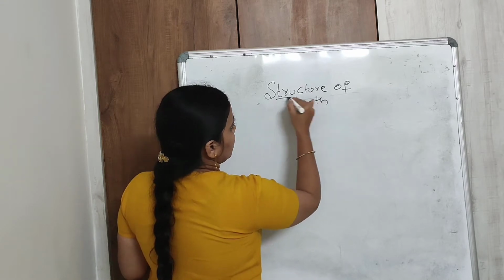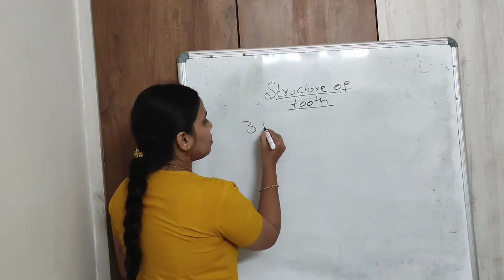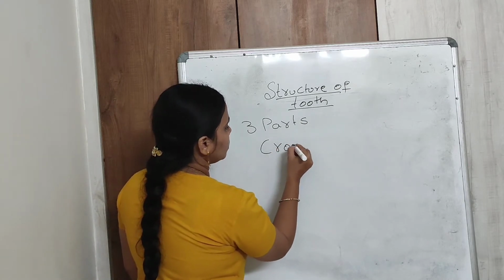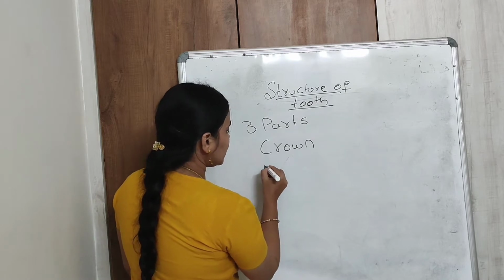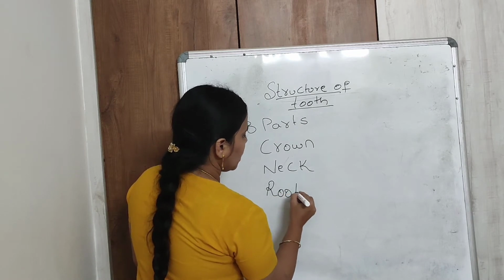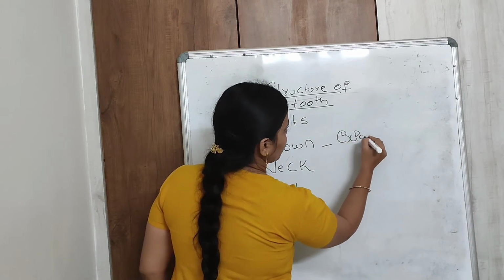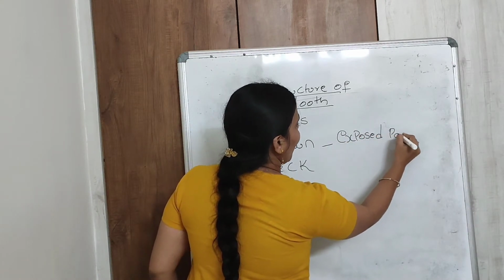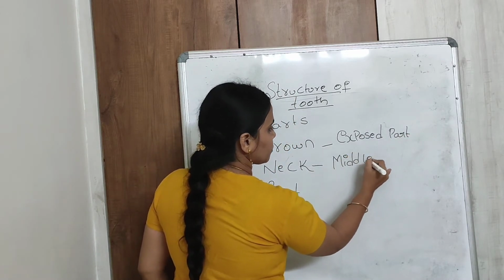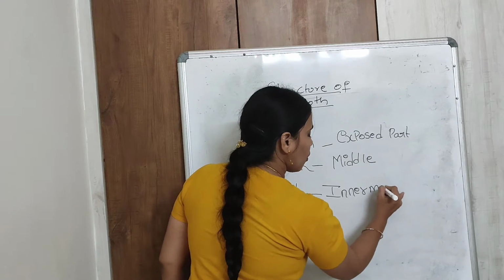Tooth. This is a singular word, tooth. The tooth is divided into three parts, children. One is the crown, the second one is the neck, and the third one is the root. The crown is considered to be the exposed part of the tooth. The neck is known to be the middle part, and the root is known to be the innermost part of the tooth.